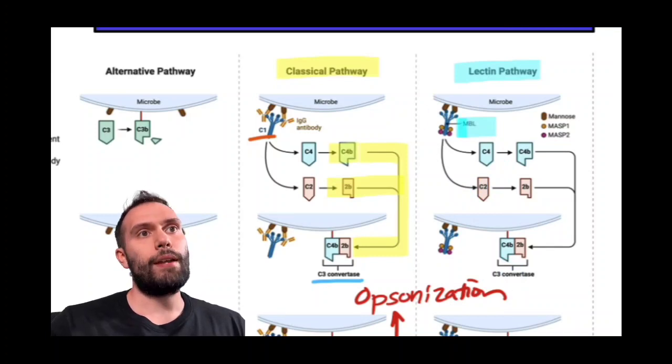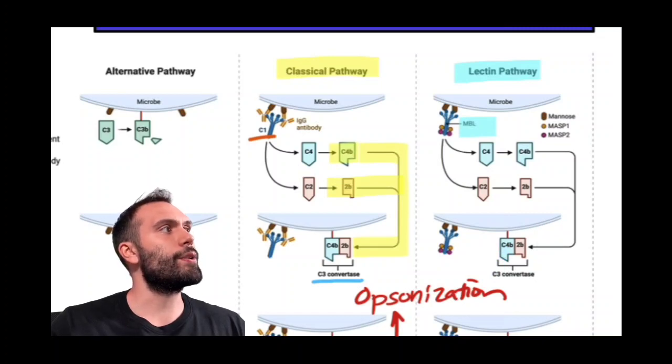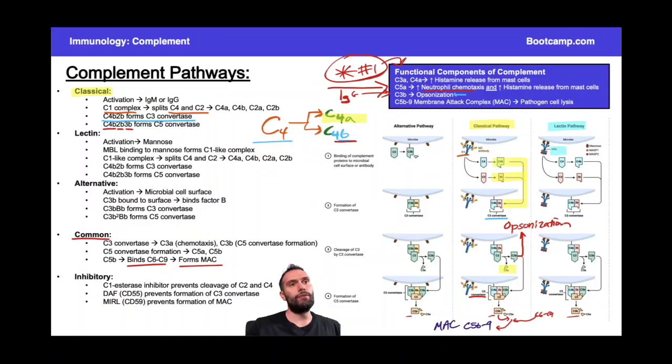This mannose binding lectin, just like C1, is going to cleave C4 and C2. The B's are going to stay. We know what the A's do up here. The B's are going to come together and form a C3 convertase, which tells you what it does. It converts C3 into C3a, which again, we know what that does, right? It's one of our functional components.